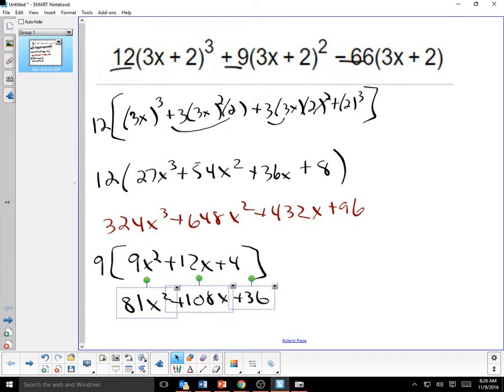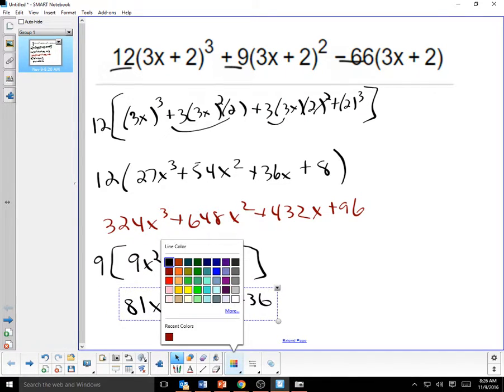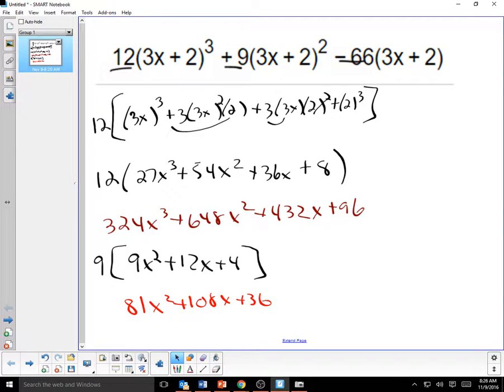So let's change the color of that, just so I can see it. And the last one, let's see here. What's 66 times 3x? 99. No, it's not. It's going to be 198, so 198x, and then 2 times 66 is 132. Okay, so let's combine everything now.